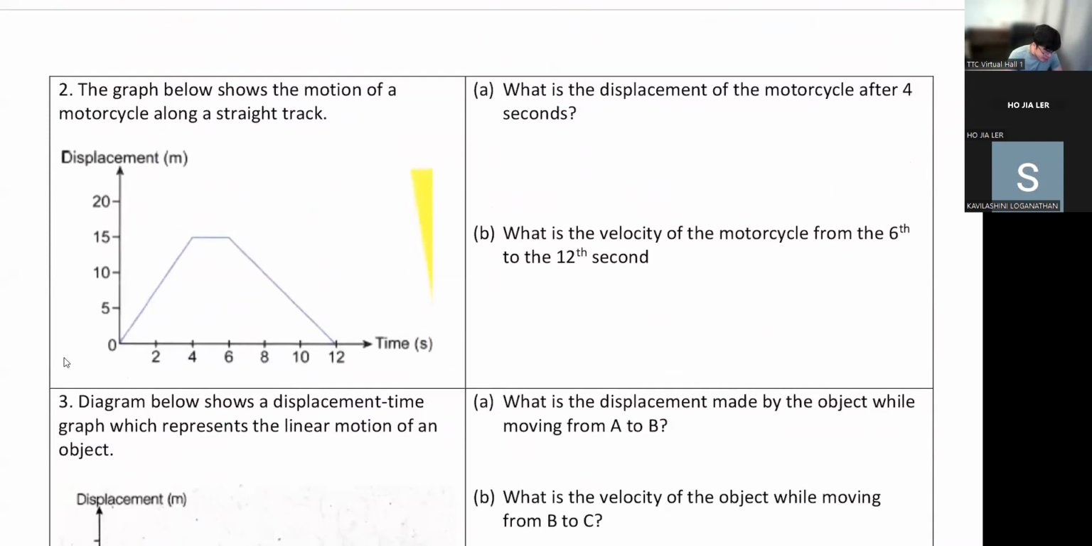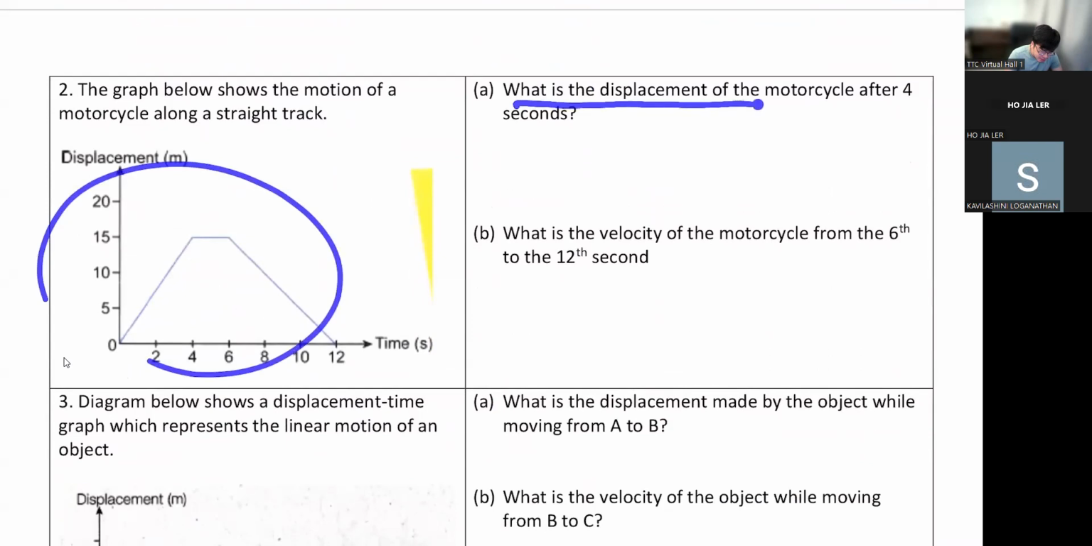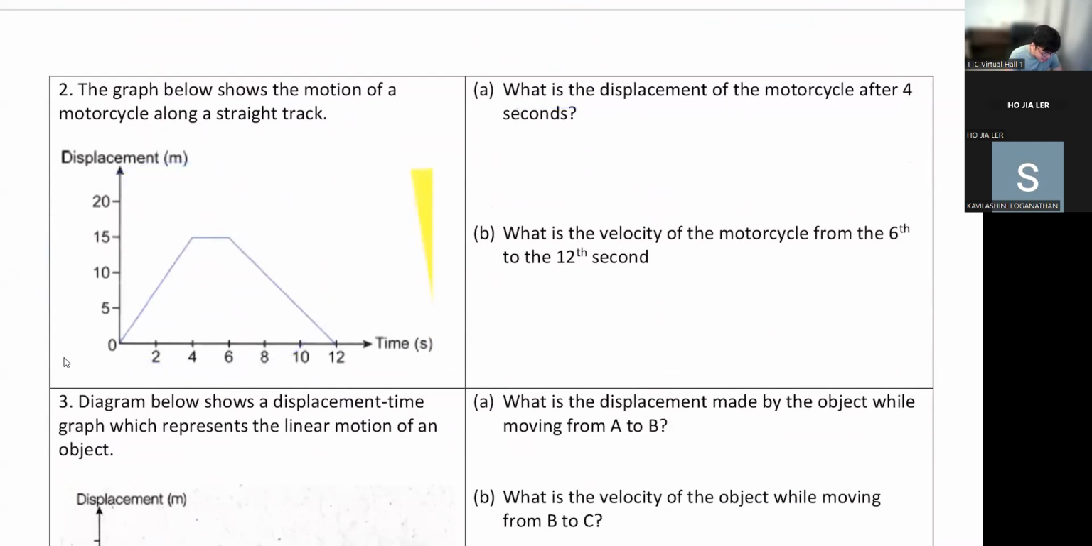Let's do one more. So again, displacement-time graph. What is the displacement of the motorcycle after 4 seconds? After 4 seconds, the motorcycle is at 15 meters. So what is the velocity of the motorcycle from the 6th to the 12th second? They want this gradient here.